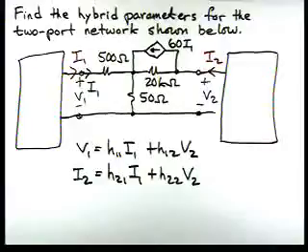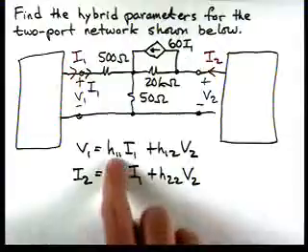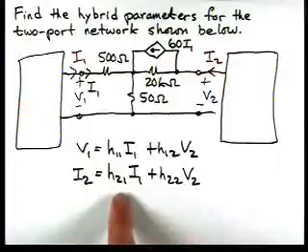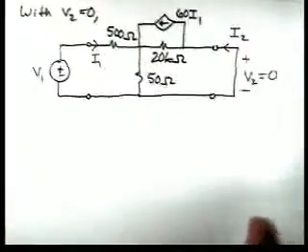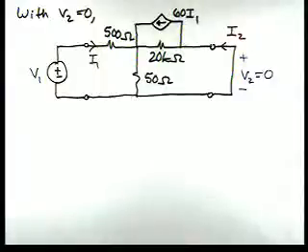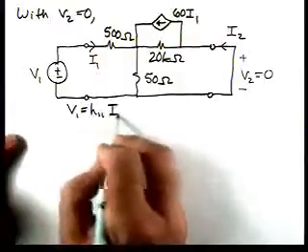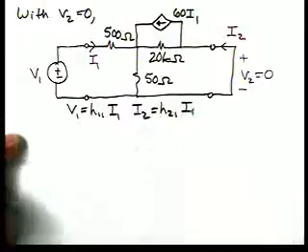We'll do this by, for instance, in one instance, setting V2 equal to 0. That will allow us to find H11 and H21. And then if we go and set I1 equal to 0, that will allow us to find these two. So let's start off with V2 equal to 0. So here's our circuit. We've set V2 equal to 0. And what we're looking for here is V1 is H11 I1 and I2 is H21 I1.